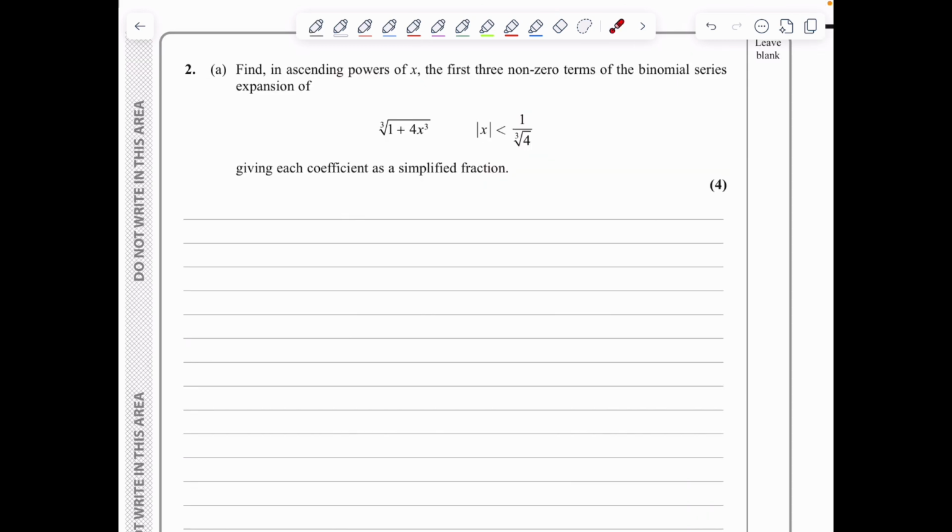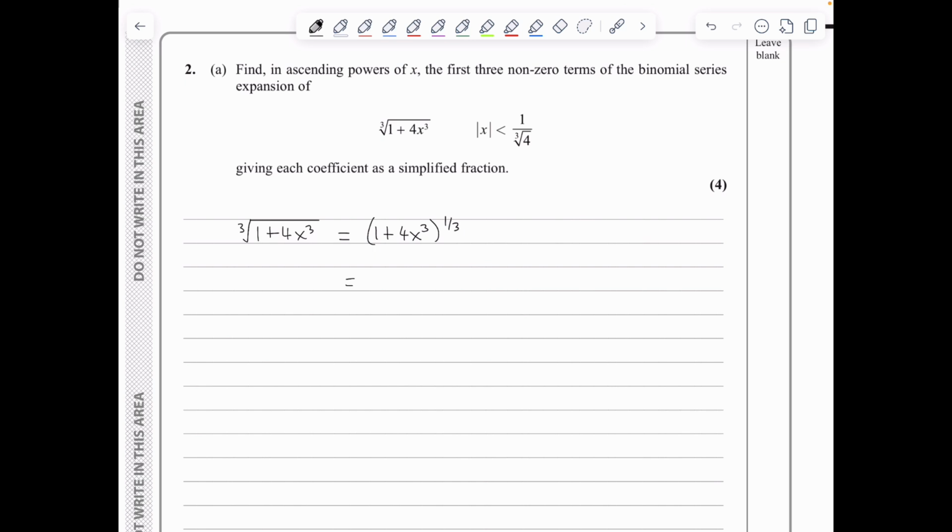In 2a, we need to find in ascending powers of x the first 3 non-zero terms of the cube root of 1 plus 4x to the power of 3. So we've got 1 plus 4x to the power of 3 and its third root, which I will write as 1 plus 4x to the power of 3 raised to the power of 1 over 3. We're looking for the first 3 terms. I will be applying the binomial expansion here.